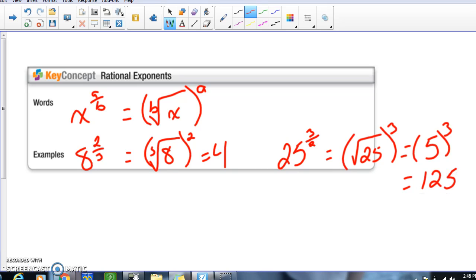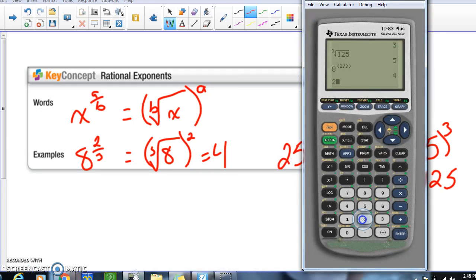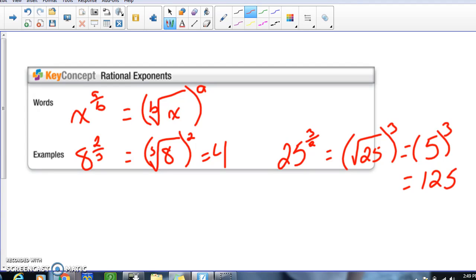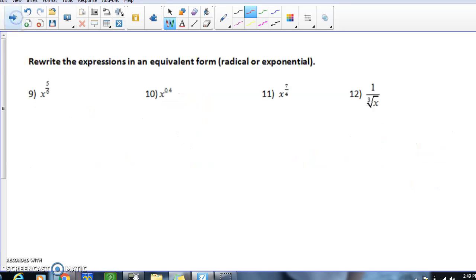And again, if you don't believe me, we could stick it in our calculator. Maybe my calculator works. And if we do 25 raised to the 3 over 2, I do get 125. So yes, our calculator can help us, but as always, I need you to know how to do this stuff because there is going to be some non-calculator components for this test.